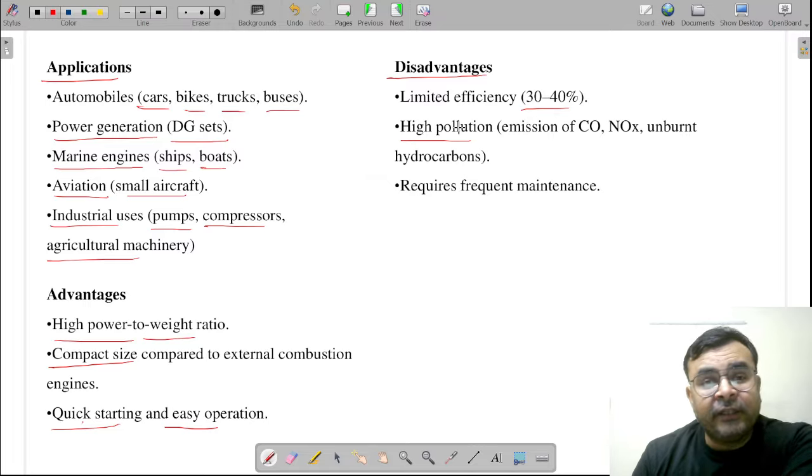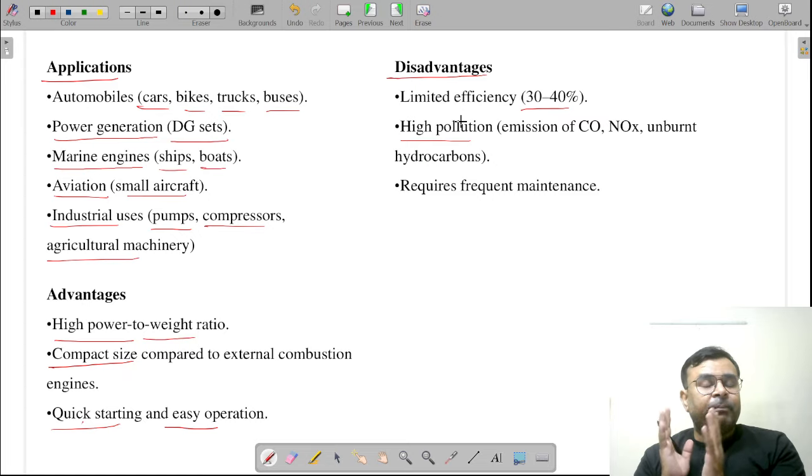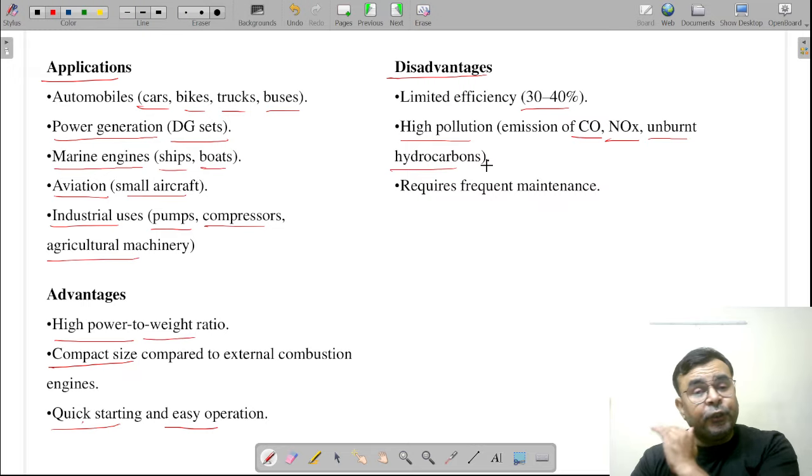And high pollution, even the word pollution, you can say environmental pollution. If I talk about environmental pollution, then automobile plays a very crucial role. Is it right? Most of the pollution is generated by the automobile only. So why? Because automobile produces carbon monoxide, nitrous oxide, unburned hydrocarbons, and even sulfur oxide and many more. Because of these pollutants, very huge pollution takes place.